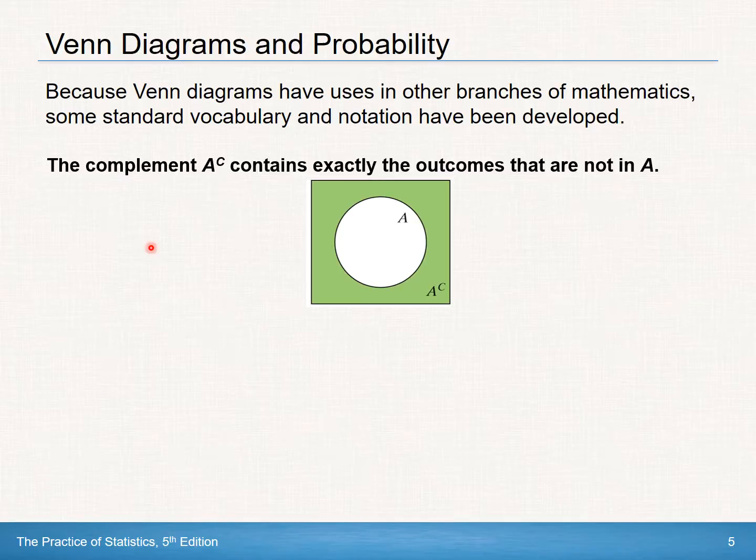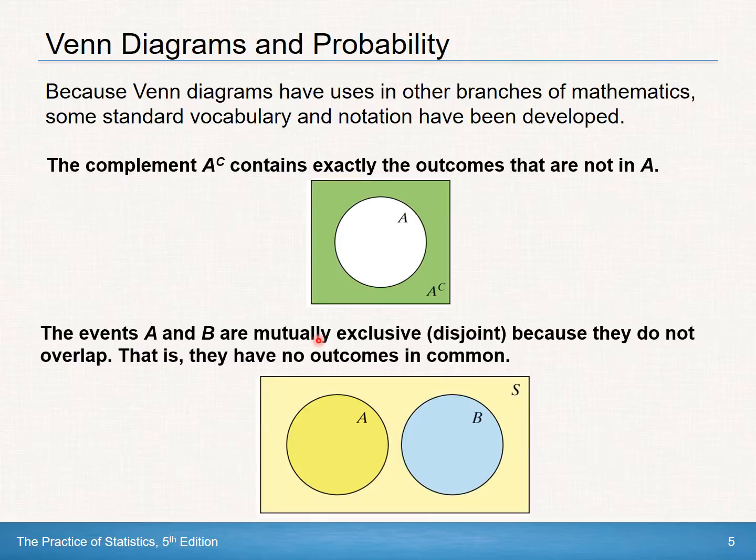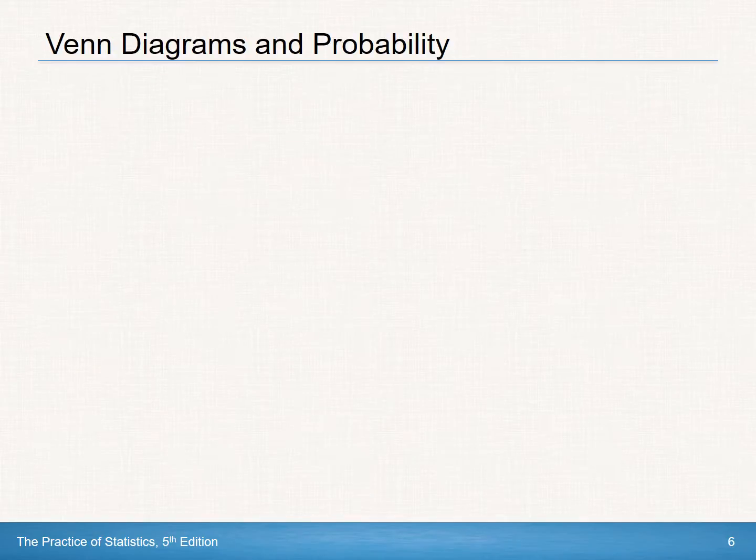Because Venn diagrams have uses in other branches of mathematics, some standard vocabulary and notation have been developed. The complement, A sub C, contains exactly the outcomes that are not in A. If this is our sample space, this circle represents event A. Everything outside of A is the complement of A. Events A and B are mutually exclusive or disjoint because they do not overlap. That is, they have no outcomes in common. So this would be what the Venn diagram looks like.